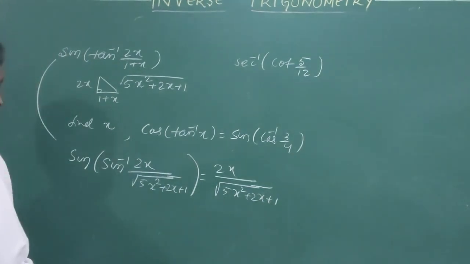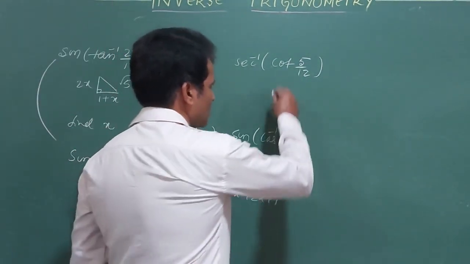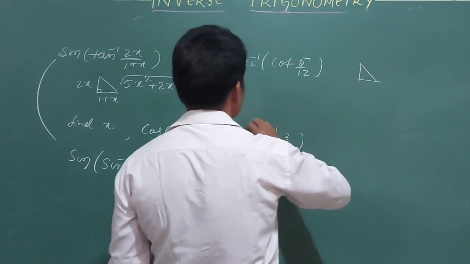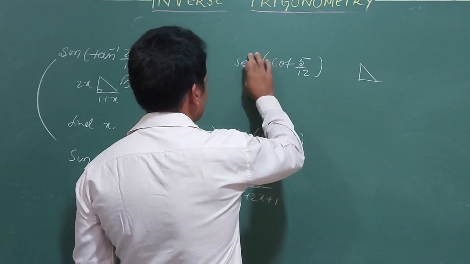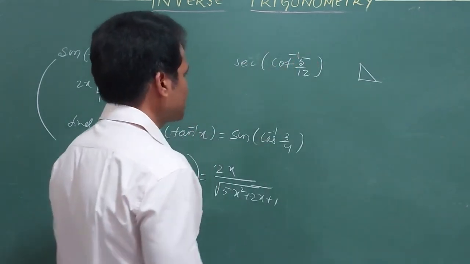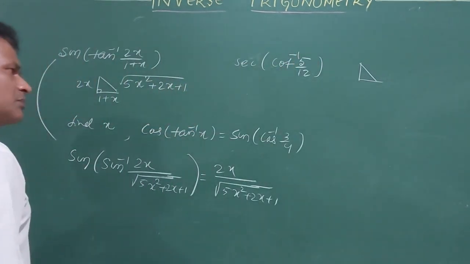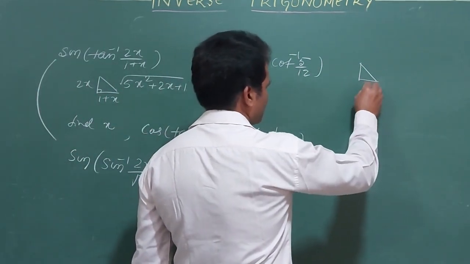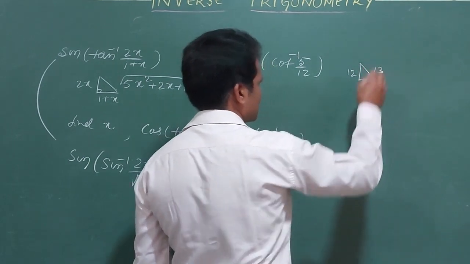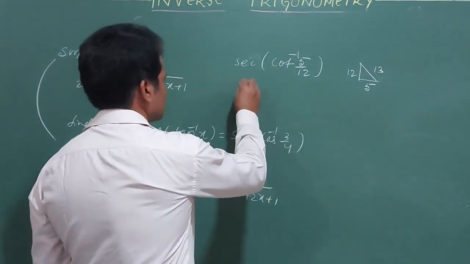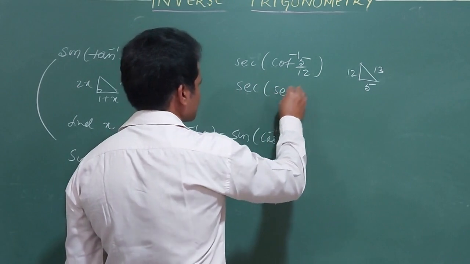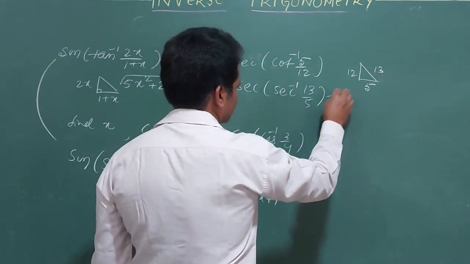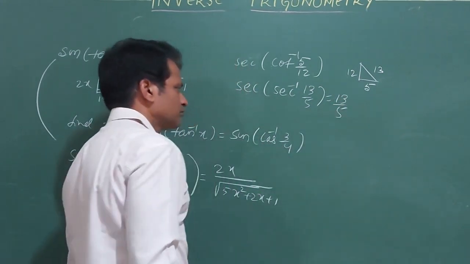Alright, let's come to this question now. Cot is base by perpendicular. Sec of cot inverse 5 by 12. Okay? Sec is hypotenuse by base. 5, 12, 13, that's all. I need sec, so hypotenuse by base, 13 by 5 is my answer.